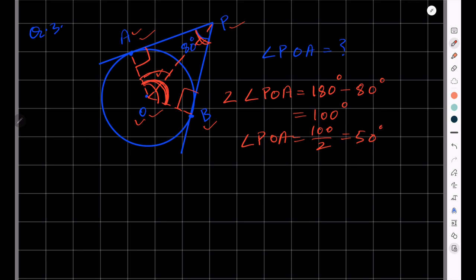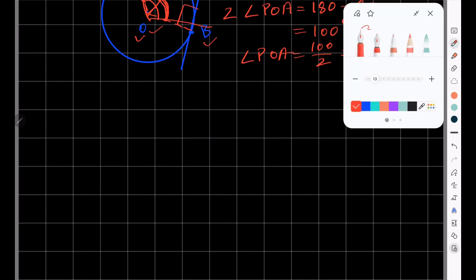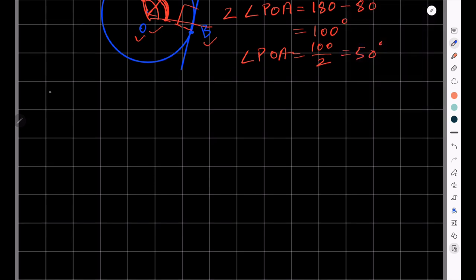So it's very important to make the diagram correct and understand what the question is asking for. We just got confused a little bit between angle AOB and POA, but that's okay. Let us go forward and tackle the fourth question. The fourth question, I will again read out the question.